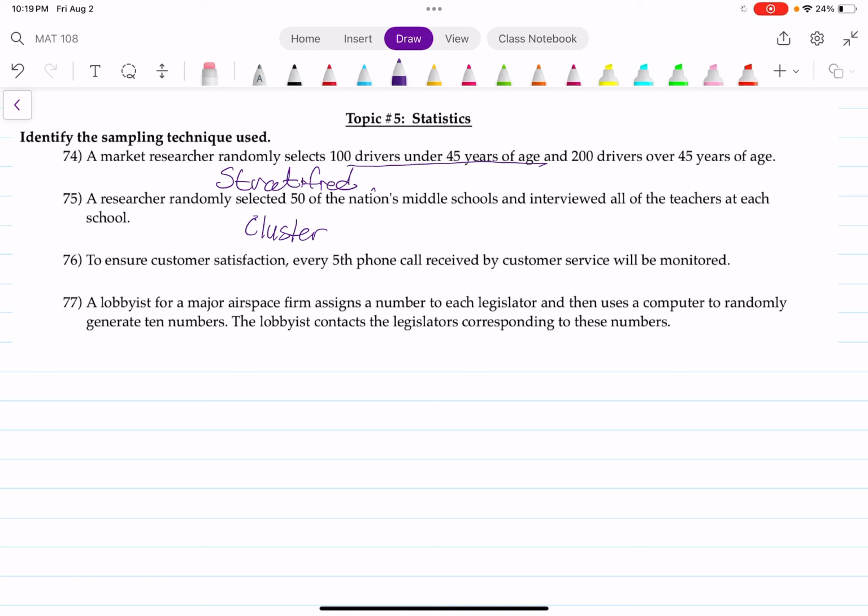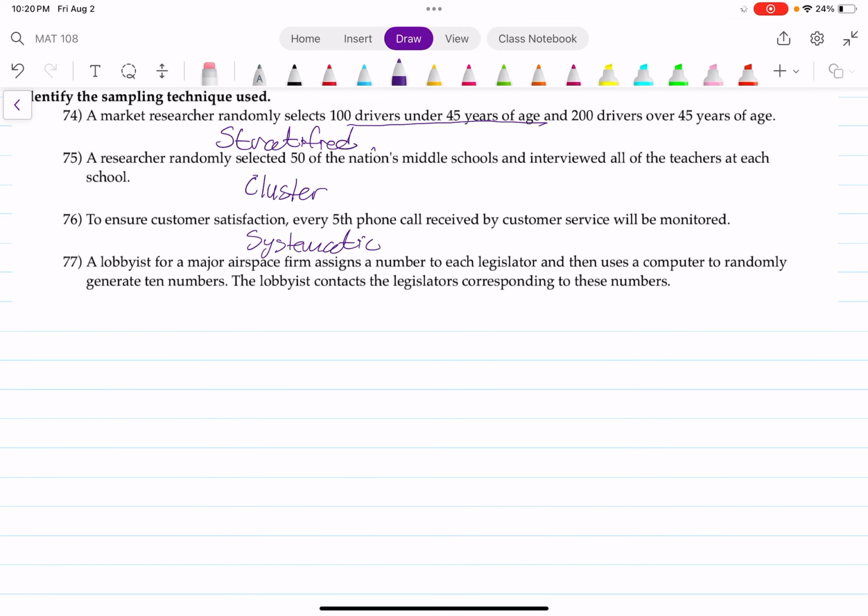Now we have number 76. It says to ensure customer satisfaction, every fifth phone call received by customer service will be monitored. So I kind of botched that. But this is an example of systematic sampling, because we're choosing every fifth customer. So if you are the fifth customer of the call, the 10th customer of the call, the 15th, the 20th, the 25th customer, so on and so forth, your call will be monitored.